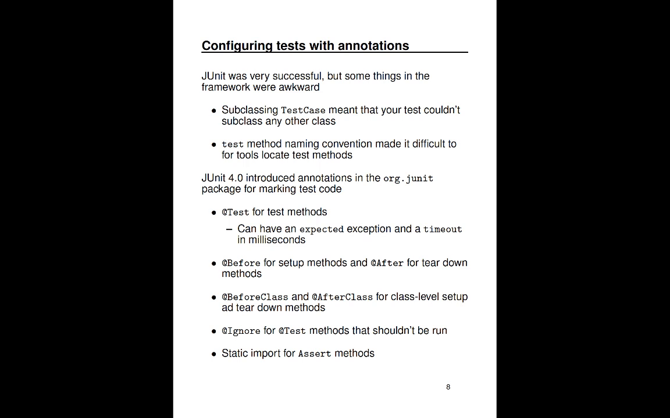JUnit 4, because it was introduced along with Java 5, I think that was the version, allowed all these new language features like annotations. You can also have a static import for the assert methods, which was nice. It made your assertion statements a little less verbose, because now you didn't have to type the word Assert anymore to invoke static methods like assertTrue and assertEquals.